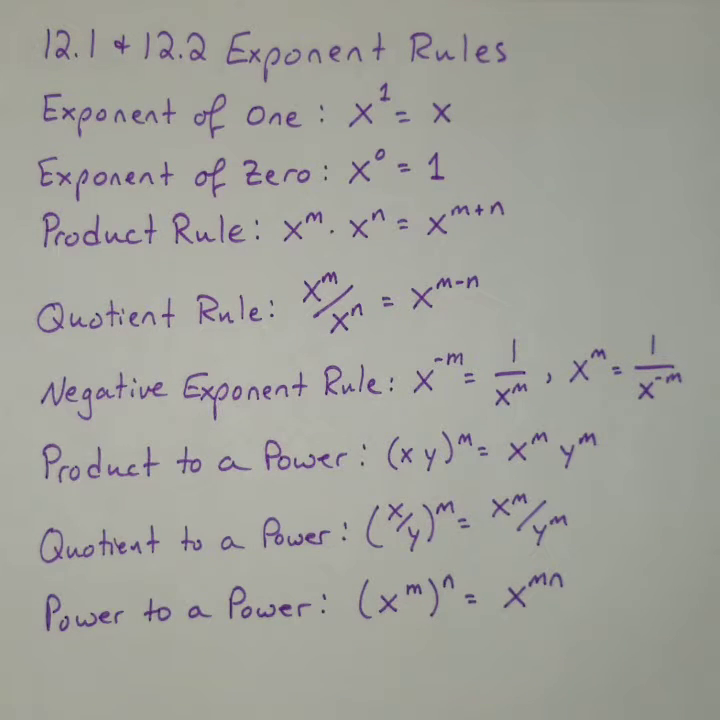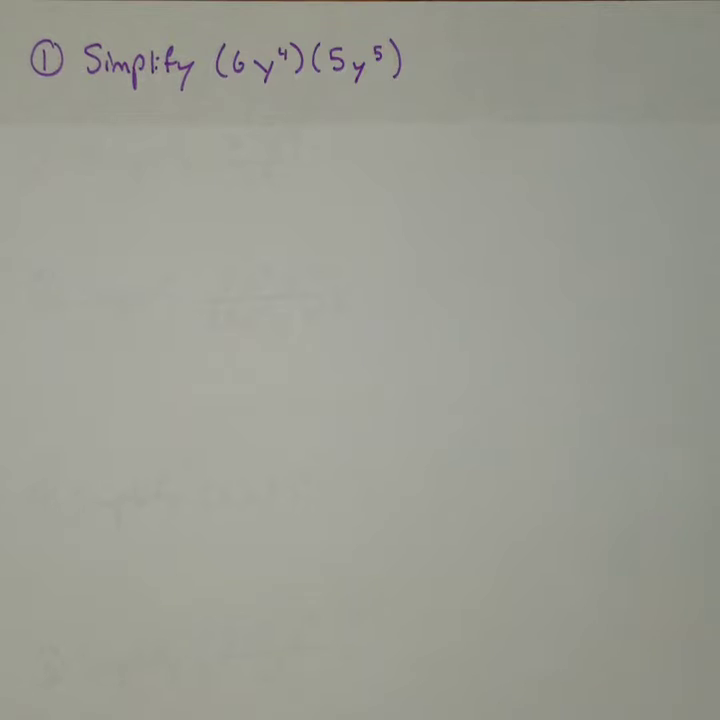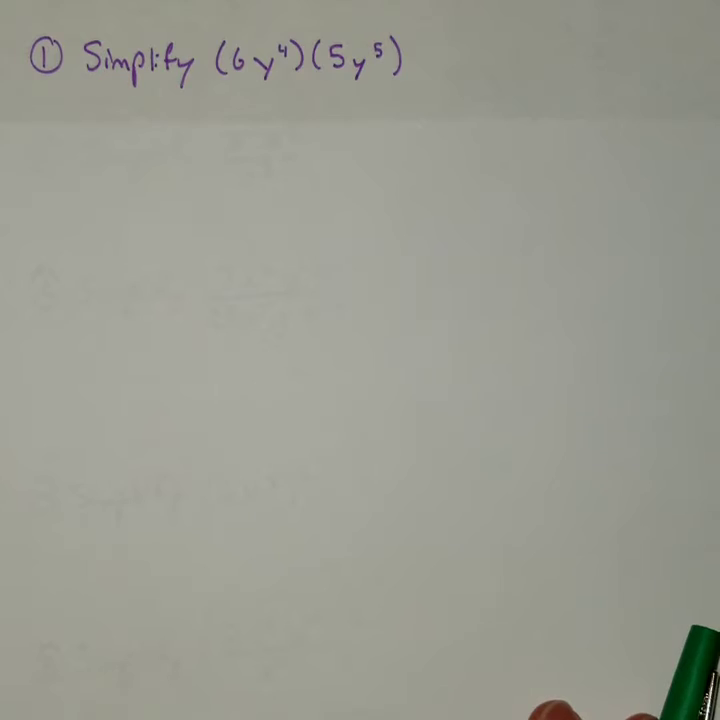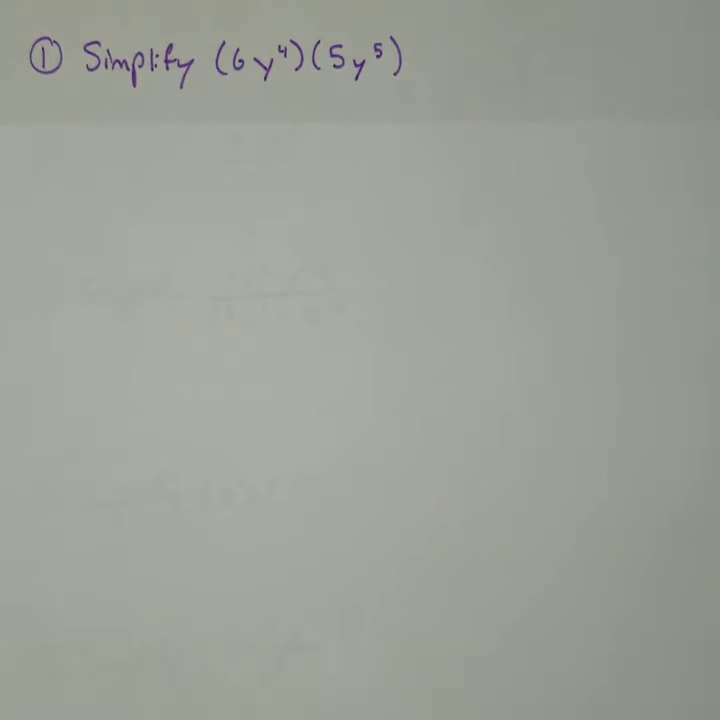I'm going to run through, I think it's 6 different examples, and show you a variety of different things you can do with these rules. Okay, so the first one is to simplify, and these are all going to be simplifying exponent expressions. And so the first one is to simplify 6y to the 4th times 5y to the 5th.